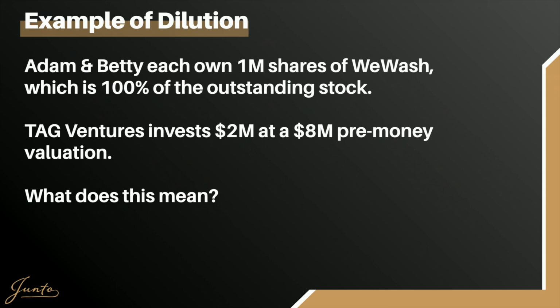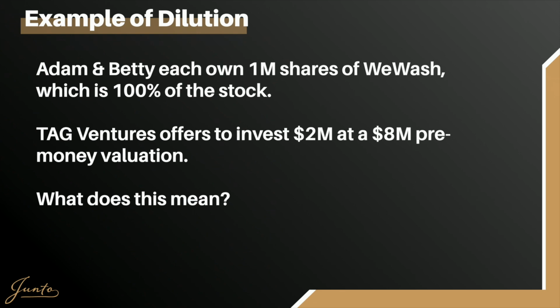So let's look at an example of dilution and how this works. Adam and Betty each own 1 million shares of WeWash, which is 100% of the outstanding stock. Tag Ventures invests $2 million at an $8 million pre-money valuation. What does this mean?